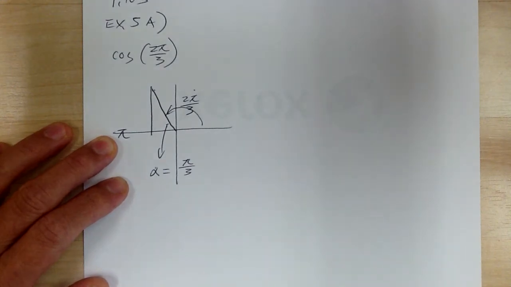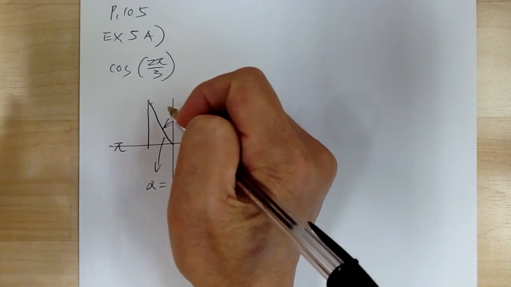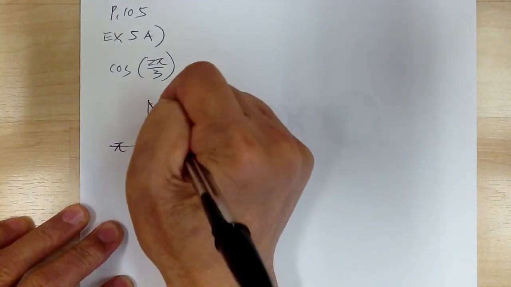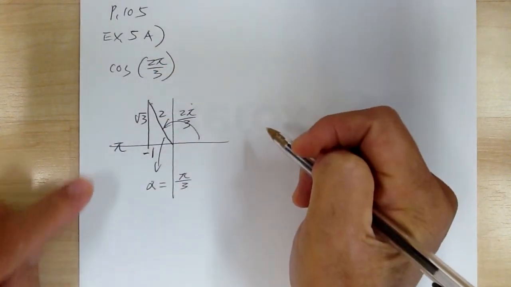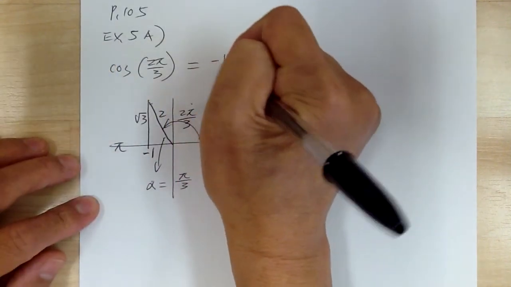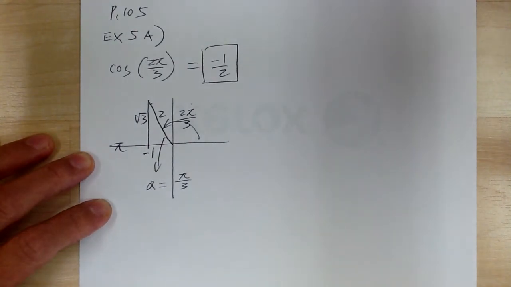Okay, so you've got to get used to figuring out the angles. To figure that out, again, that's your 30-60 special triangle. So that's your 1, 2, square root of 3, and this is negative. So cosine is horizontal over the hypotenuse, so it would be negative 1 over 2. Okay, and that's your answer.